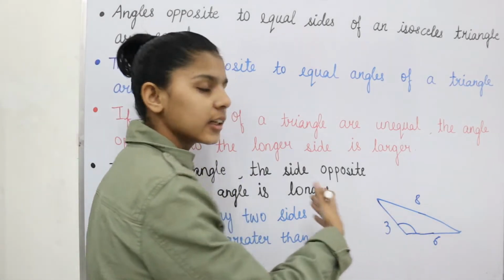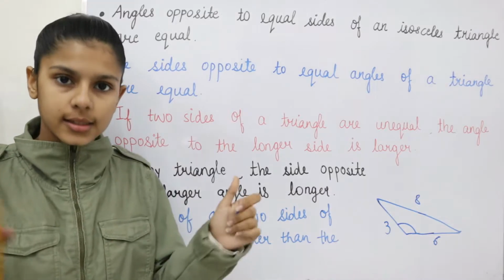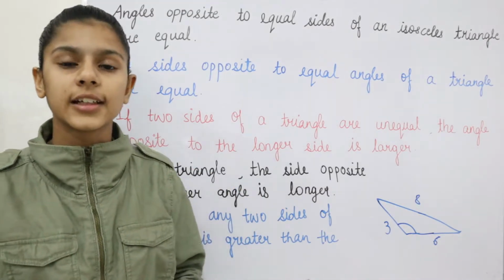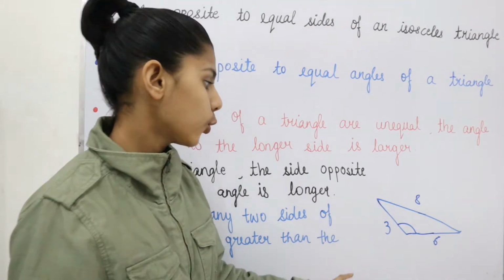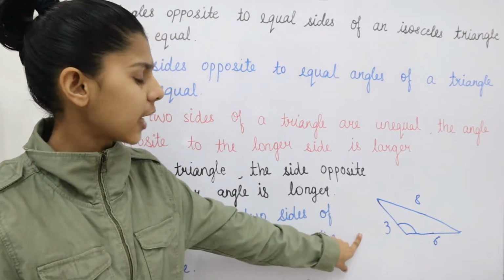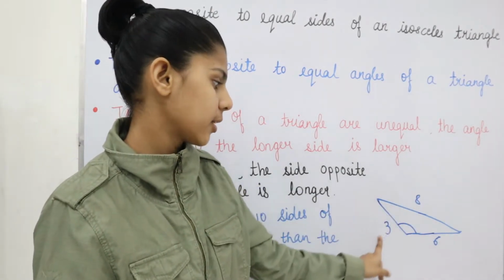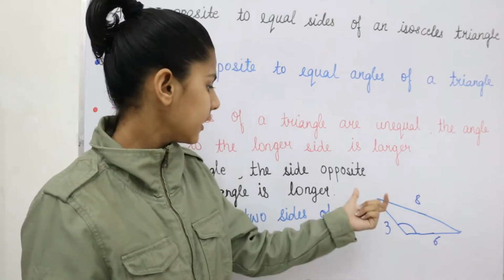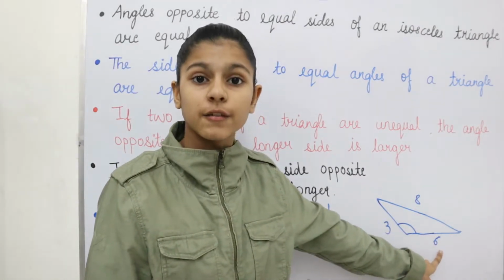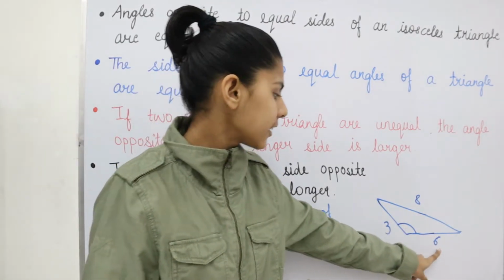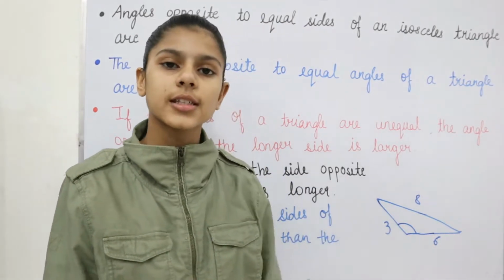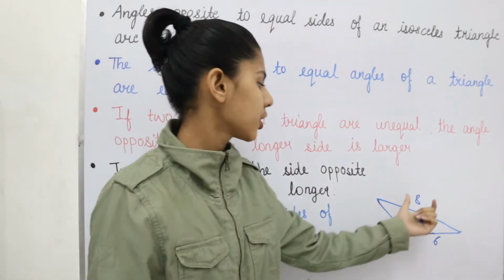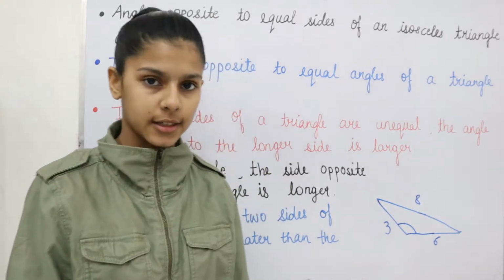Means if we add any two sides of the triangle, the sum which we get will be greater than the third side. So we will add any two sides. For example, we will add 8 plus 3. 8 plus 3 is 11. 11 is greater than the third side, which is 6 centimeter. Let's add 6 plus 3. 6 plus 3 is 9 centimeter. It is also greater than the third side, which is 8 centimeter.